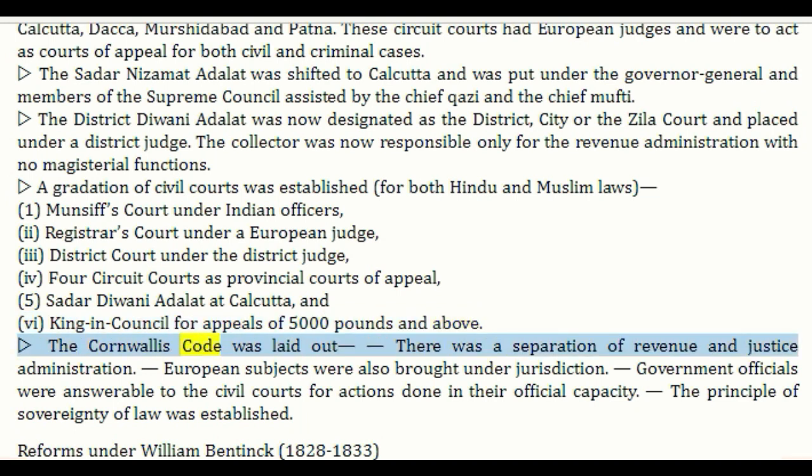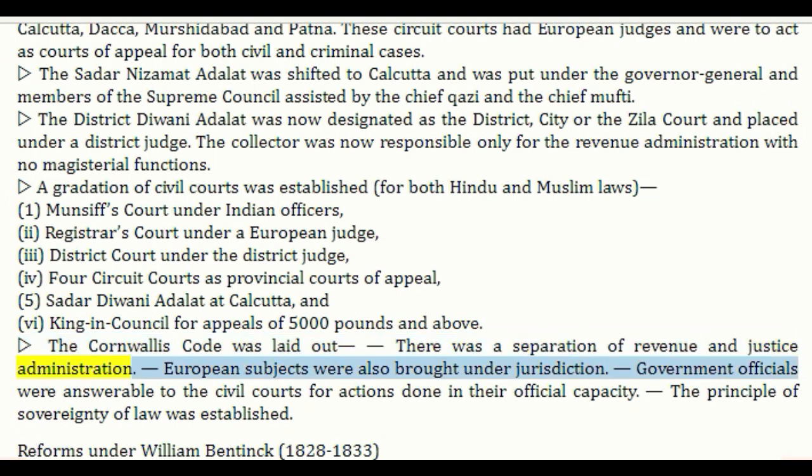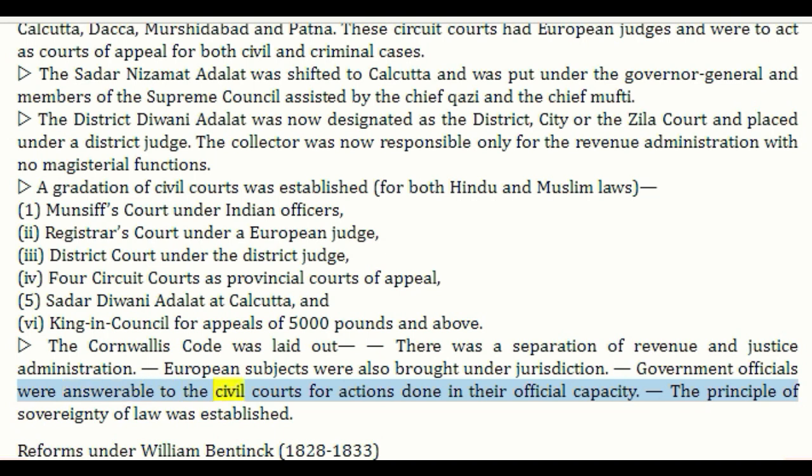The Cornwallis Code was laid out. There was a separation of revenue and justice administration. European subjects were also brought under jurisdiction. Government officials were answerable to the civil courts for actions done in their official capacity. The principle of sovereignty of law was established.